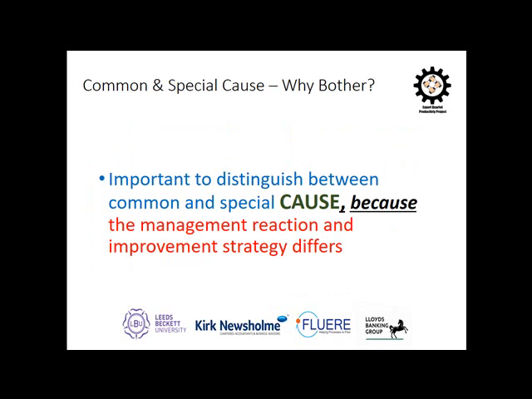Because what you do about it makes a difference. In terms of fixing things that are one-offs, that is important, but it doesn't really help you get to grips with why the process behaves as it does. Similarly, if you want a stable process, then you need to remove the special causes, not the common causes.